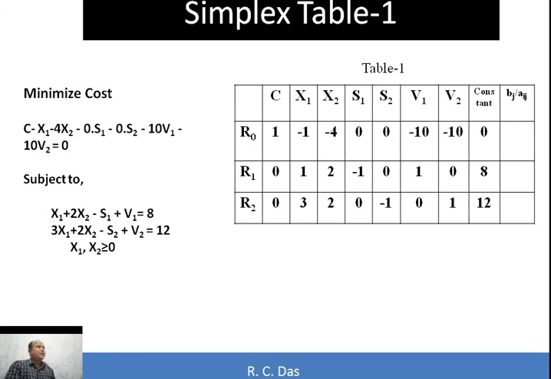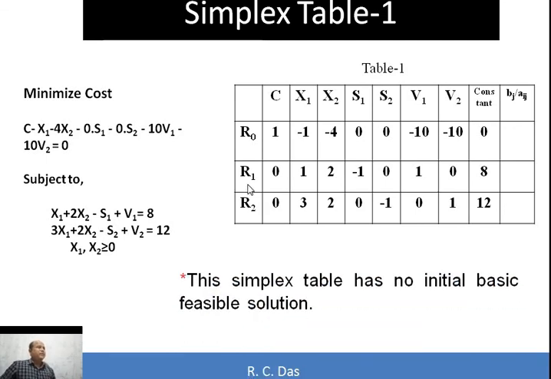Next, r1 has the coefficients of the first constraint. In the first constraint there is no C, that is why it is 0. Coefficient of x1 is 1, coefficient of x2 is 2, coefficient of s1 is minus 1. There is no s2, so that is 0. Coefficient of v1 is 1. There is no v2 in the first constraint, so it is 0, and the constant is 8.